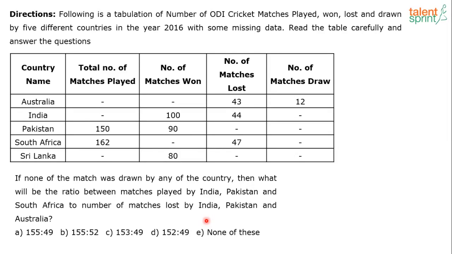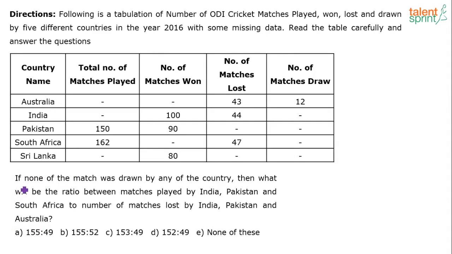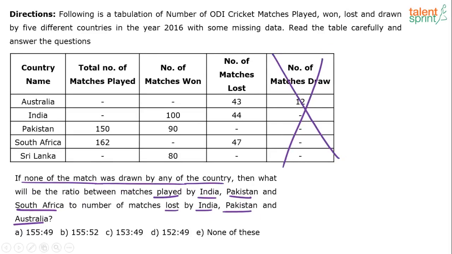All right, let's take this up now. Here we go. If none of the matches was drawn by any of the countries, then what will be the ratio between matches played by India, Pakistan and South Africa to the number of matches lost by India, Pakistan and Australia? So none of the matches was drawn by any of the countries. So basically the matches drawn column is ruled out. This 12 also here becomes null. It becomes 0.